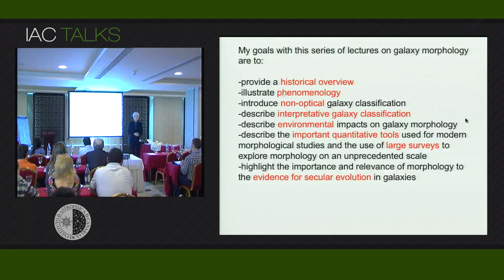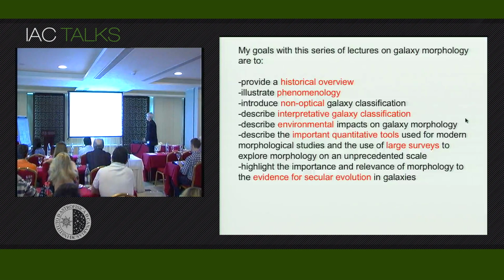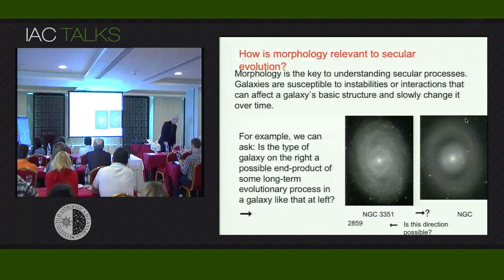And the subject of these large surveys, I mean, we live in an amazing time for galaxy morphology. Hubble could only have dreamed of what we have today. He could never have imagined what we would have. And then, of course, I'd like to highlight the importance and relevance of morphology to the evidence for secular evolution. How is morphology relevant to secular evolution? Because it can be awfully descriptive. But I think it is the key to understanding processes of secular evolution, because galaxies are large systems of stars, gas, dust, and dark matter, and they're susceptible to instabilities which can subject them to changes over long time periods.